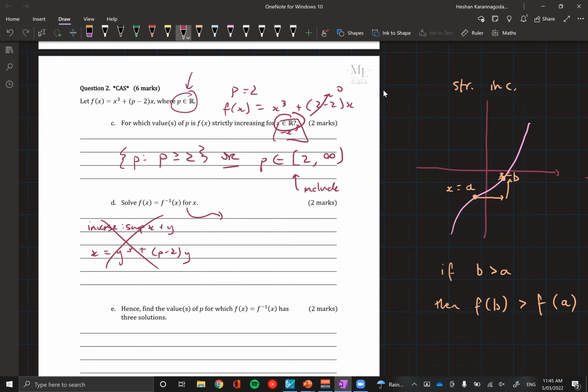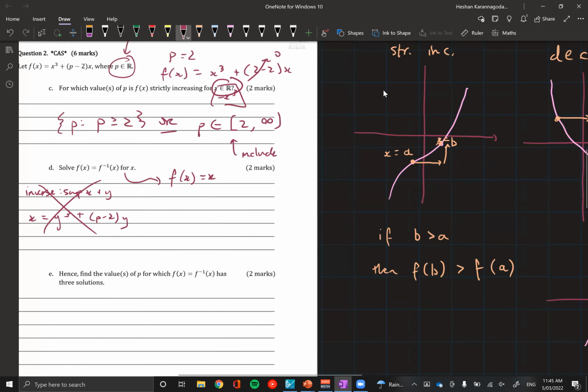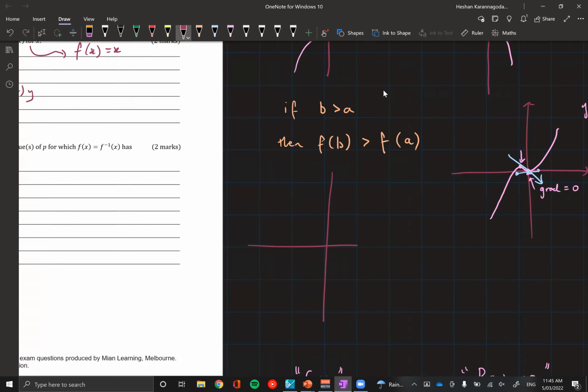Whenever we want a graph to intersect with its inverse, we can actually solve the equation f of x is equal to x instead. This is because a graph and its inverse will always intersect along the line y is equal to x. The most basic example I can think of is x squared and the square root of x. They're inverses of each other.